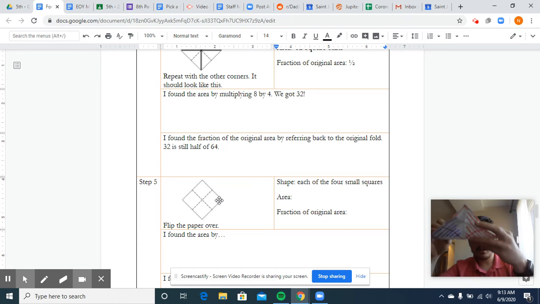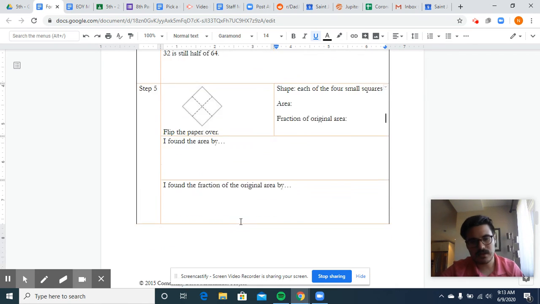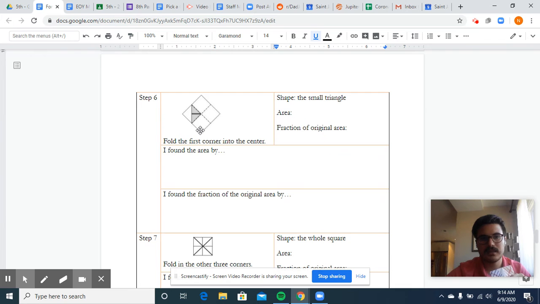The next fold you need to make is this. You go here, here, here, here. The next one is we want to know the area of these squares, each of the 4 squares. So again, you can count, you can use math. Fraction of the original area is going to be of just one of these squares. Just go with your best guess.